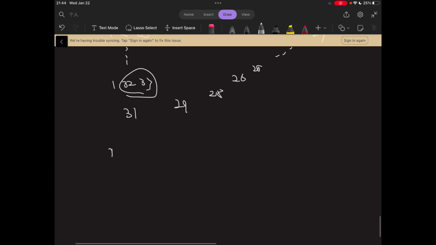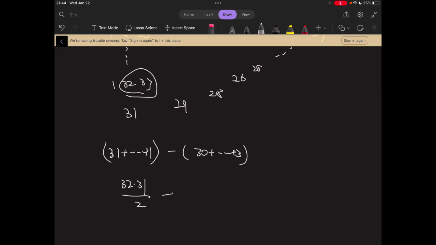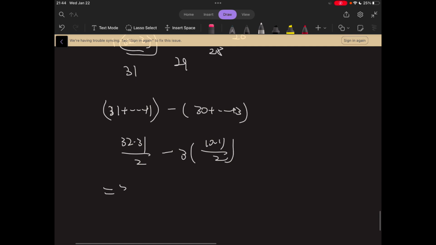And then you find a sum. 31 plus all the way to 1. You minus out the ones that are divisible by 3. And then this part is just 31 times 32 divided by 2. Take this 3 out, 10 times 11 divided by 2. And you get the answer, 371.